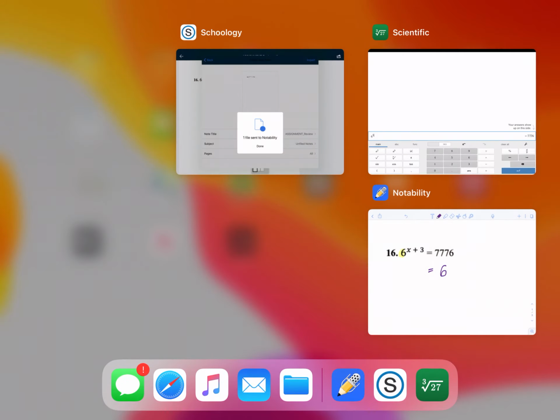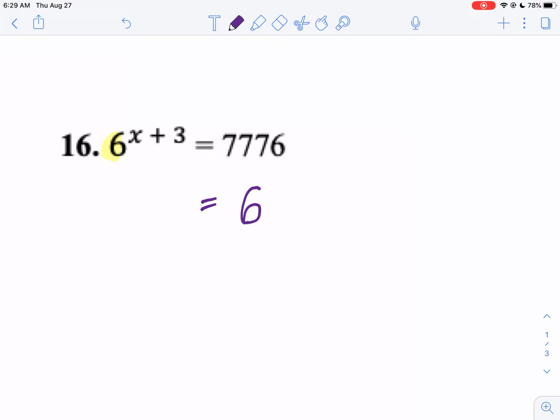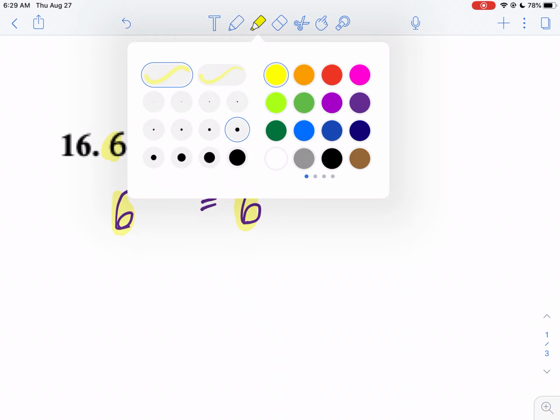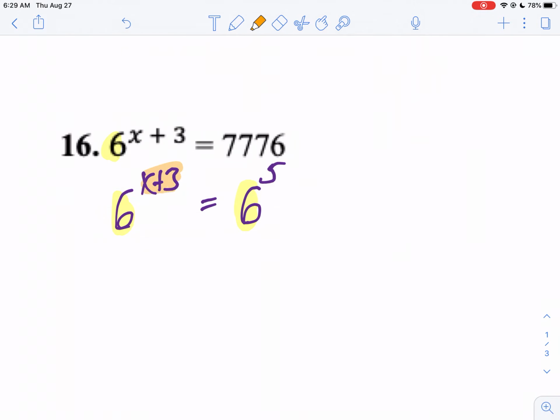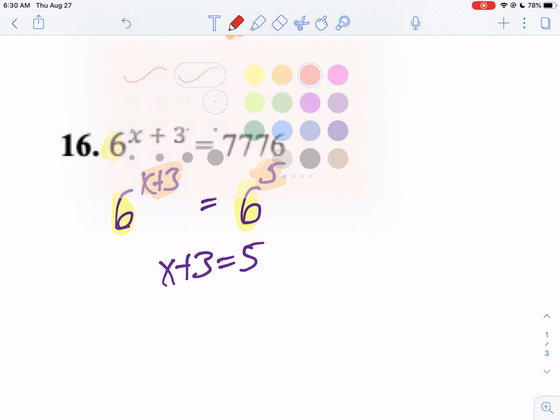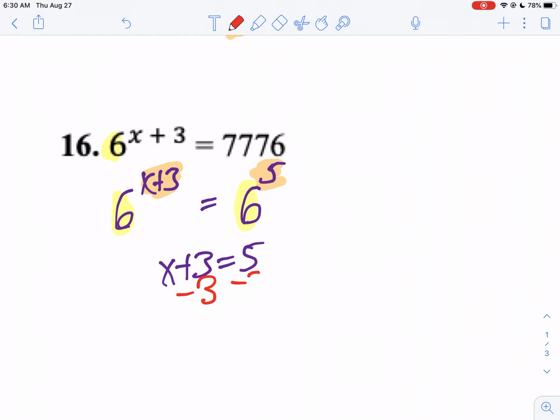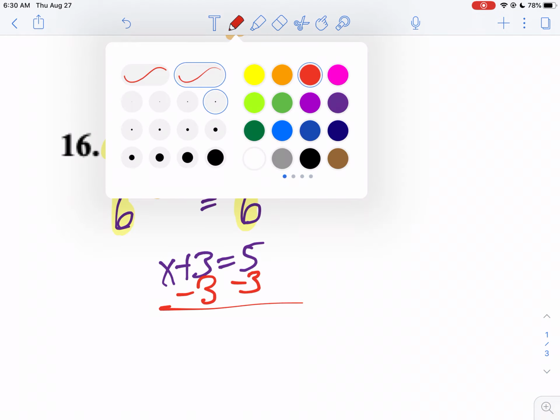Oh, there it is, 7,776. So in other words, 7,776 is 6 to the 5th power. Well, that equals 6 to the x plus 3. So if your bases are the same, then your exponents are the same. So in other words, x plus 3 equals 5. Let's do a little algebra there: subtract 3 from both sides, x equals 2.